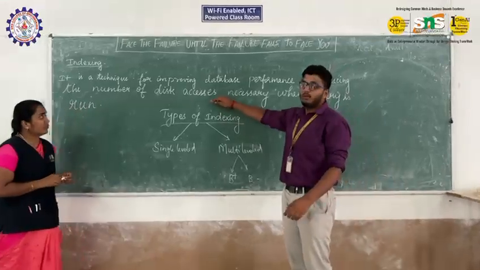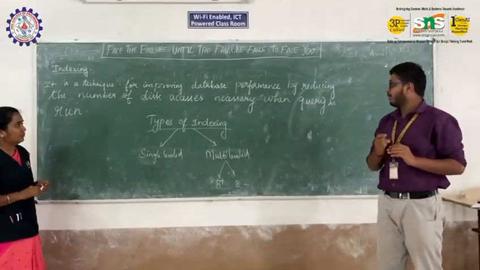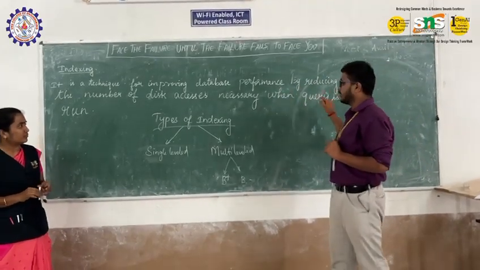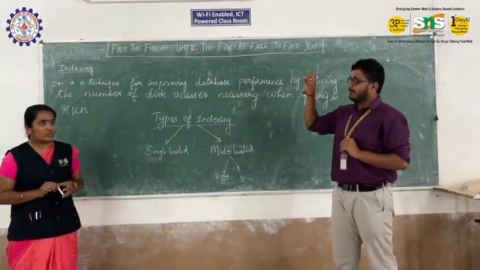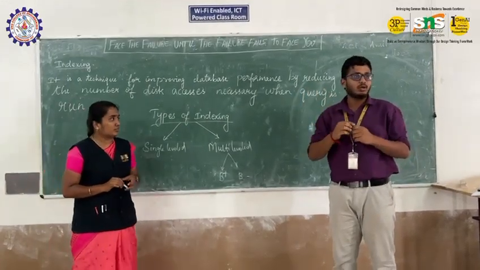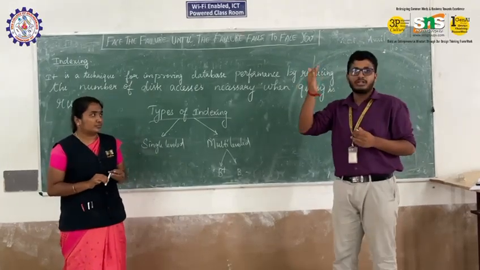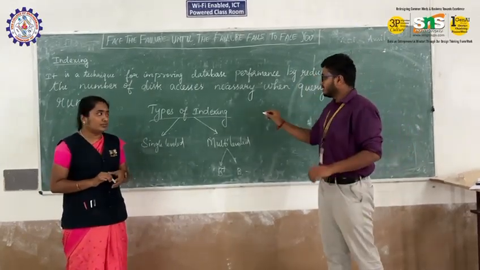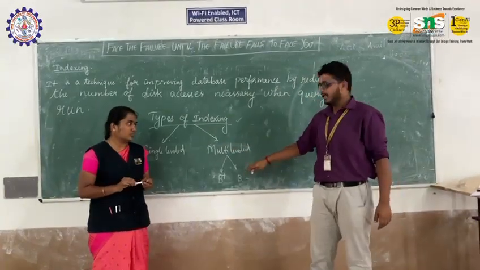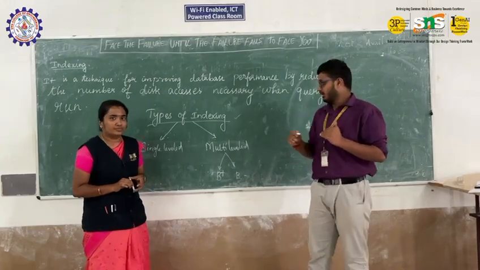First, we are going to see about the indexing topic. It is a technique for improving database performance by reducing the number of disk accesses necessary when a query is run. The main purpose of indexing is to search and retrieve data from the database. There are two types of indexing: single level and multi-level. The B-tree and B+ tree come under multi-level indexing.